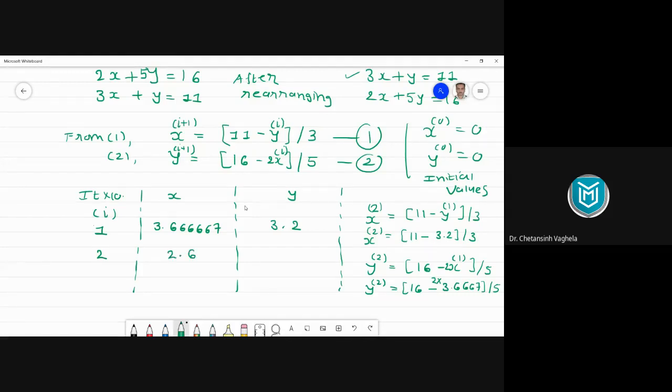And now tell me what is value for y. For y, you need to take 16 minus 2 times 3.6667. And then whatever answer you have, you divide it by 5. And tell me what is the value. Okay, Nidhi says it is 1.7333. How many times 3 we have? 5 times 3. So 5 times 3. Yes, right. So this is our value in the second iteration.